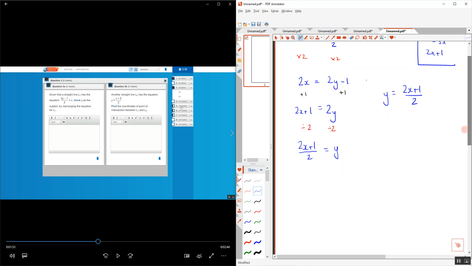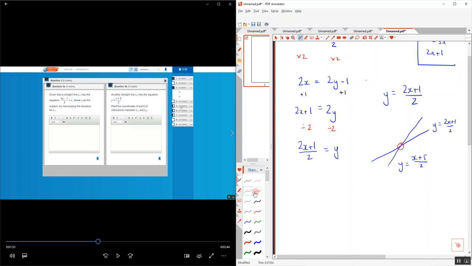Right, for the second part. This is one straight line. And we've got another straight line, imagine it's like this, and we're saying that it is y equals x plus 5 over 2. And we're told in the question to find the coordinates of the point of intersection of these two lines.